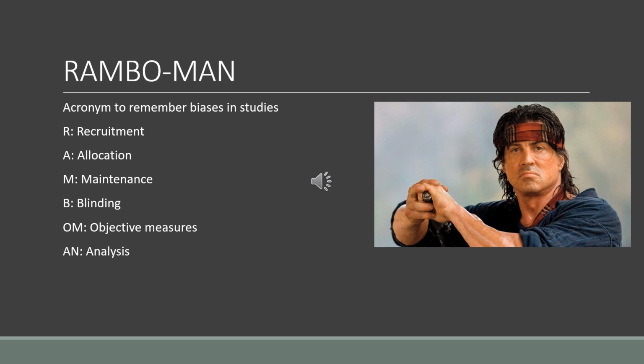It can be difficult to remember where to look for biases. Luckily, the RAM BOMA acronym can help us out a little bit. So places to remember to look for biases in studies include the recruitment phase, the allocation phase when we're assigning groups, the maintenance phase, so how many people are staying in the study, blinding of investigators and patients, objective measures, and analysis. So RAM usually involves selection biases, and BOMA typically involves information biases due to outcome assessment.